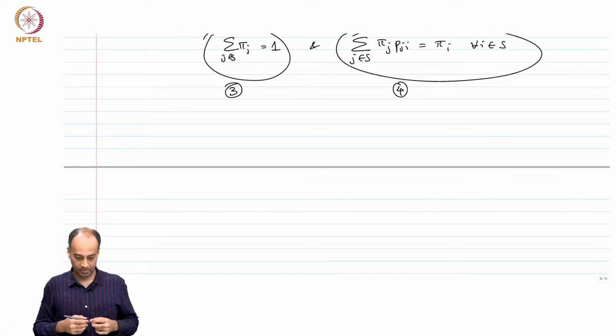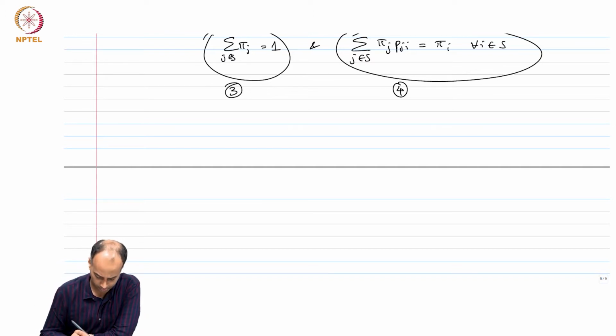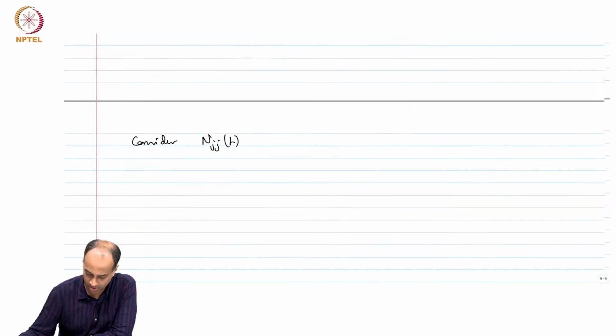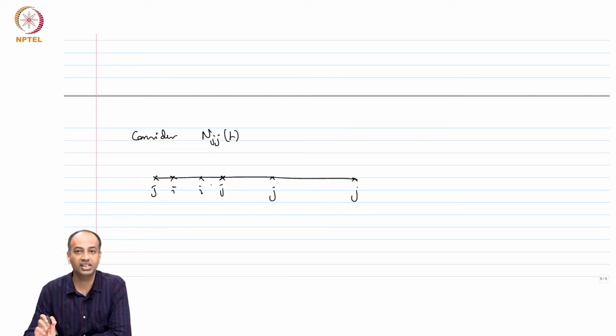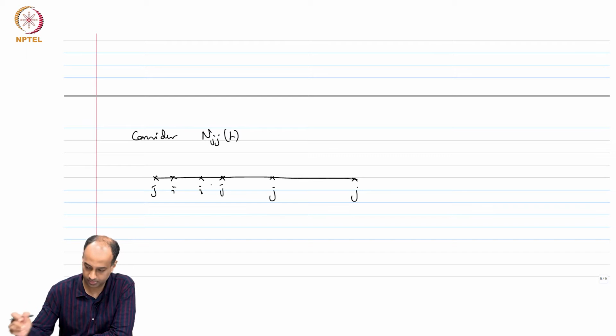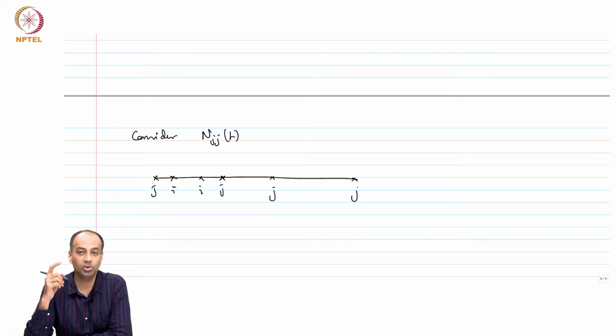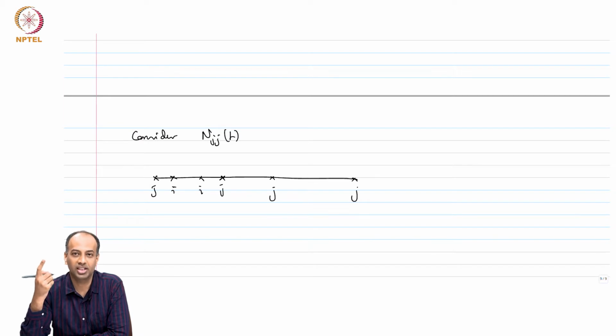So, we will use renewal reward theory. Consider the process njj of t, starting at state j, and I am going to count the number of times I hit state I in each renewal interval. I am given in theorem 2 that the chain is positive recurrent. So, I know that njjt is a renewal process.